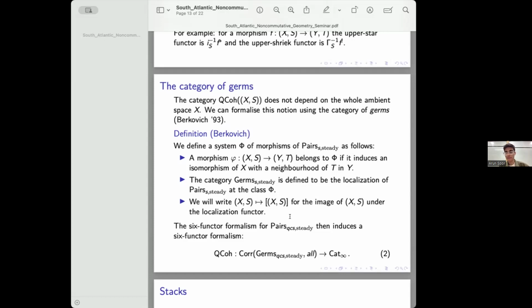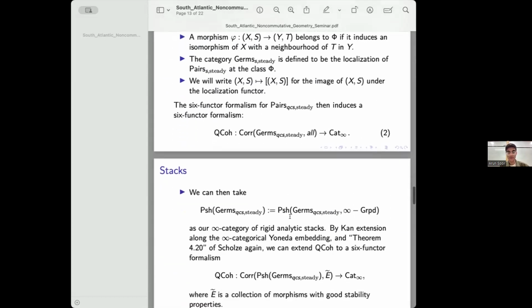Because the category QCoh(X, S) doesn't really depend on the ambient space, there is a descent result which says that the six-functor formalism for the category of pairs induces one for the category of germs. So that's the six-functor formalism for the category of germs, and this will be our basis for what follows.